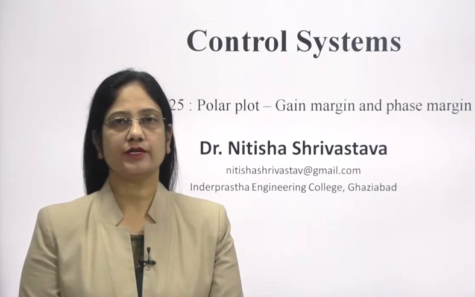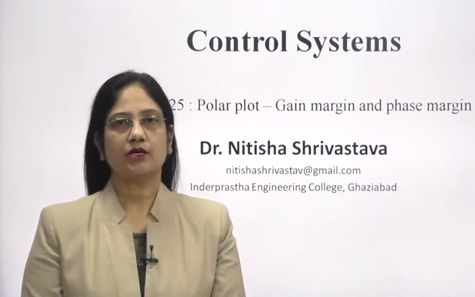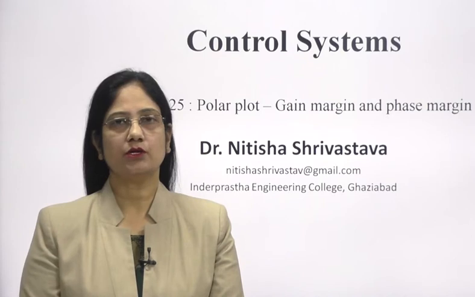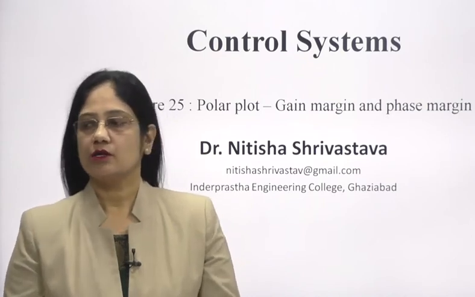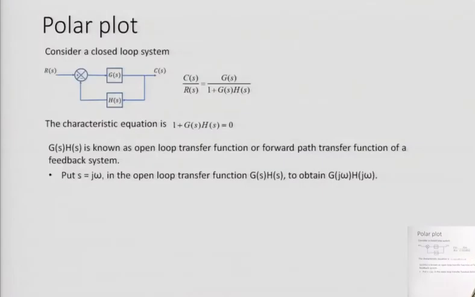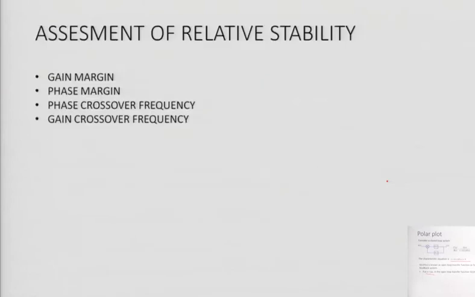Gain margin and phase margin, and how do we find them using a polar plot. Just a recap: a closed loop system is C(s)/R(s) = G(s)/(1 + G(s)H(s)), and the characteristic equation is 1 + G(s)H(s). Put s = jω in the open loop transfer function of this feedback system, and we get G(jω)H(jω).